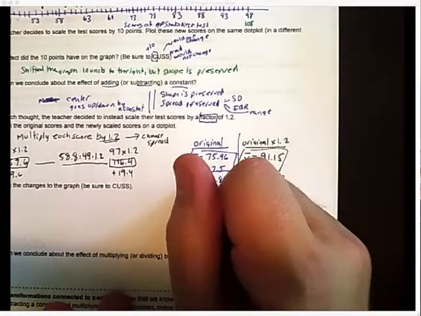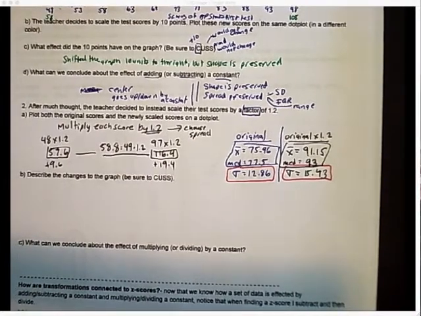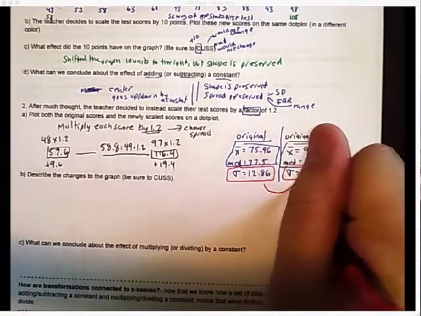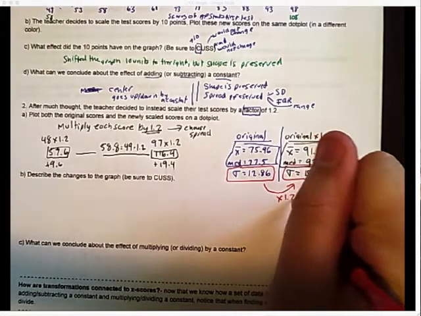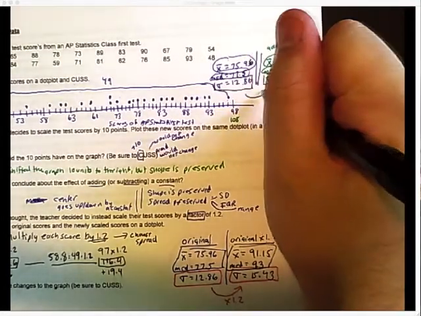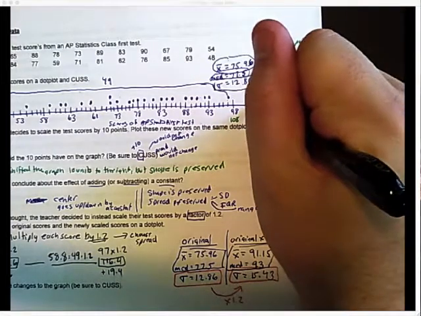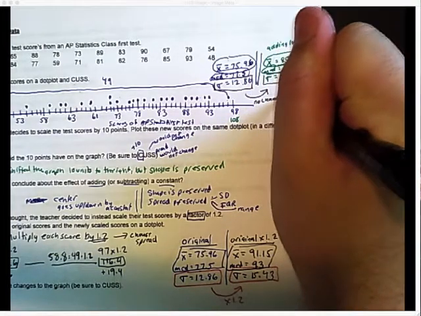But unlike when just adding a number, look at the standard deviations. Now the standard deviations are different. The spread is bigger. So to get from here to here, you have to multiply by 1.2. Up here, you didn't do that. When you just add a number, there's no change to the spread.